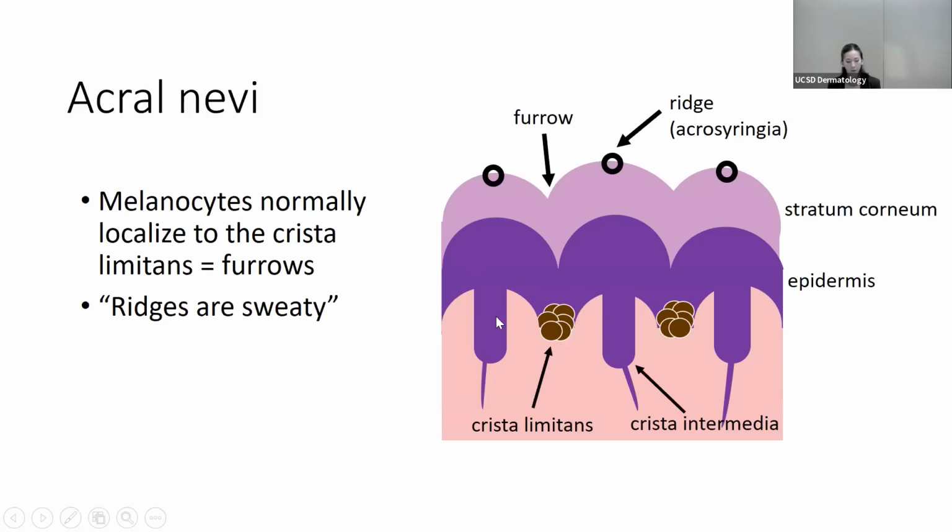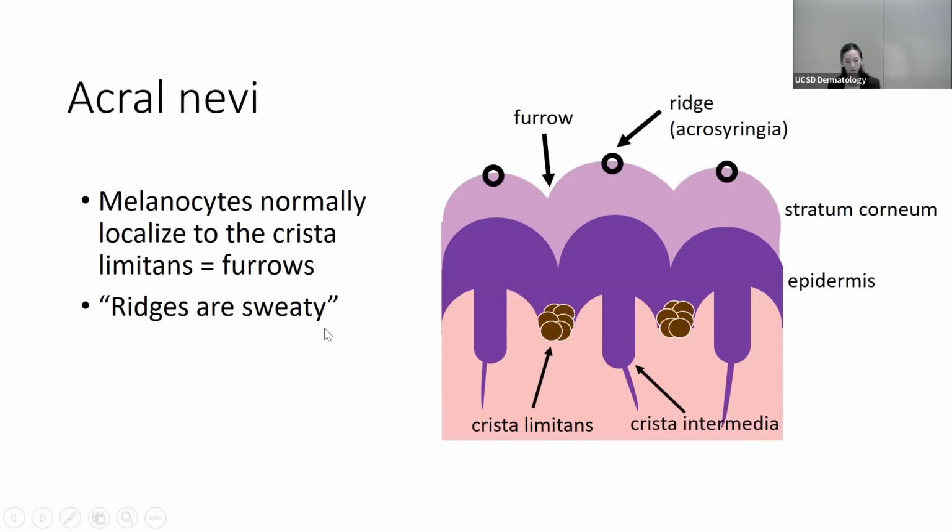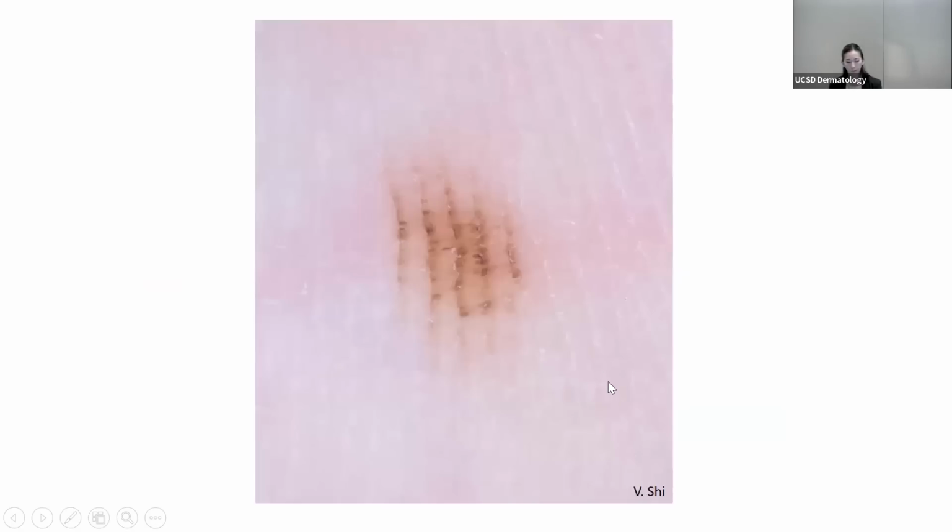Okay, so we're going to just talk briefly about acral sites. I have about 10 minutes left, so I think we're doing okay on time. With acral nevi, melanocytes normally live in the furrows, and that is called the crista limitans. That's where they hang out normally. So you shouldn't see them in the crista intermedia, which is where the ridges are and where the eccrine duct openings exit the skin.